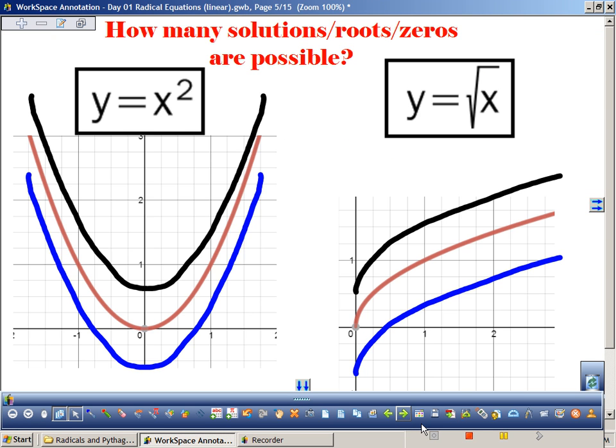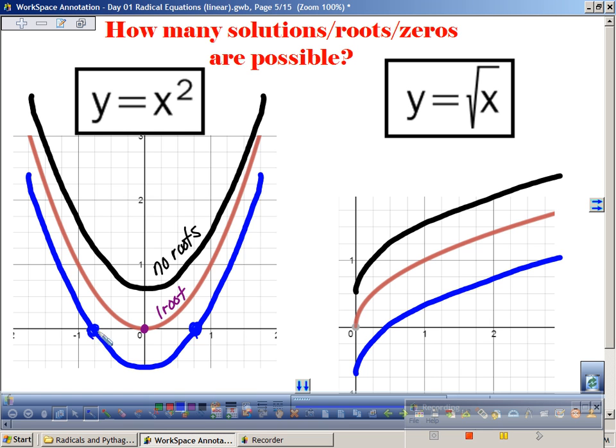Ready? Okay. How many solutions, roots, zeros are possible? How about this one? Zero. The black one? No roots, because it never crosses the x-axis, right? What about the purplish color one? One root. It touches right there. What about the blue one? Two roots. One right here, and one right here. Two roots.